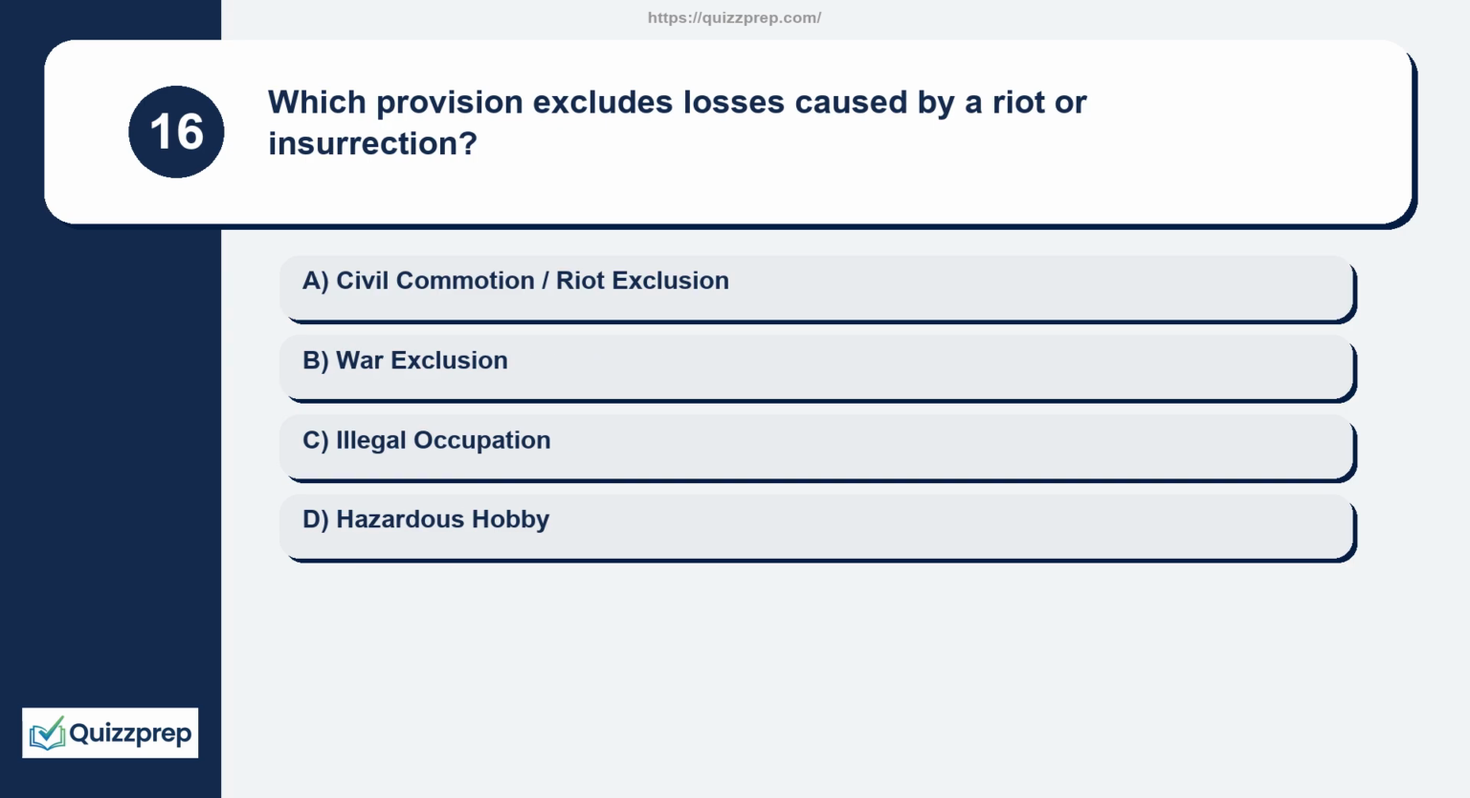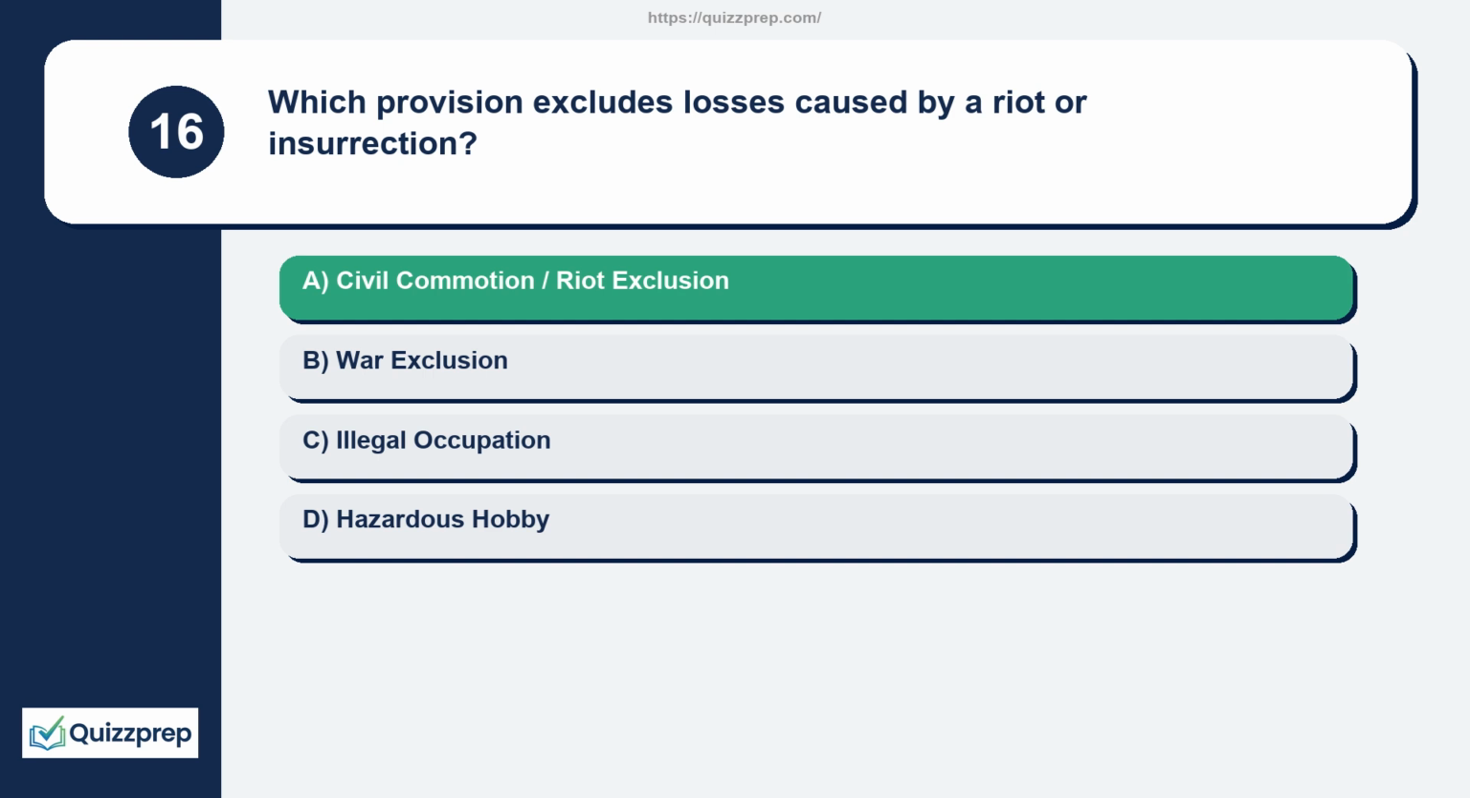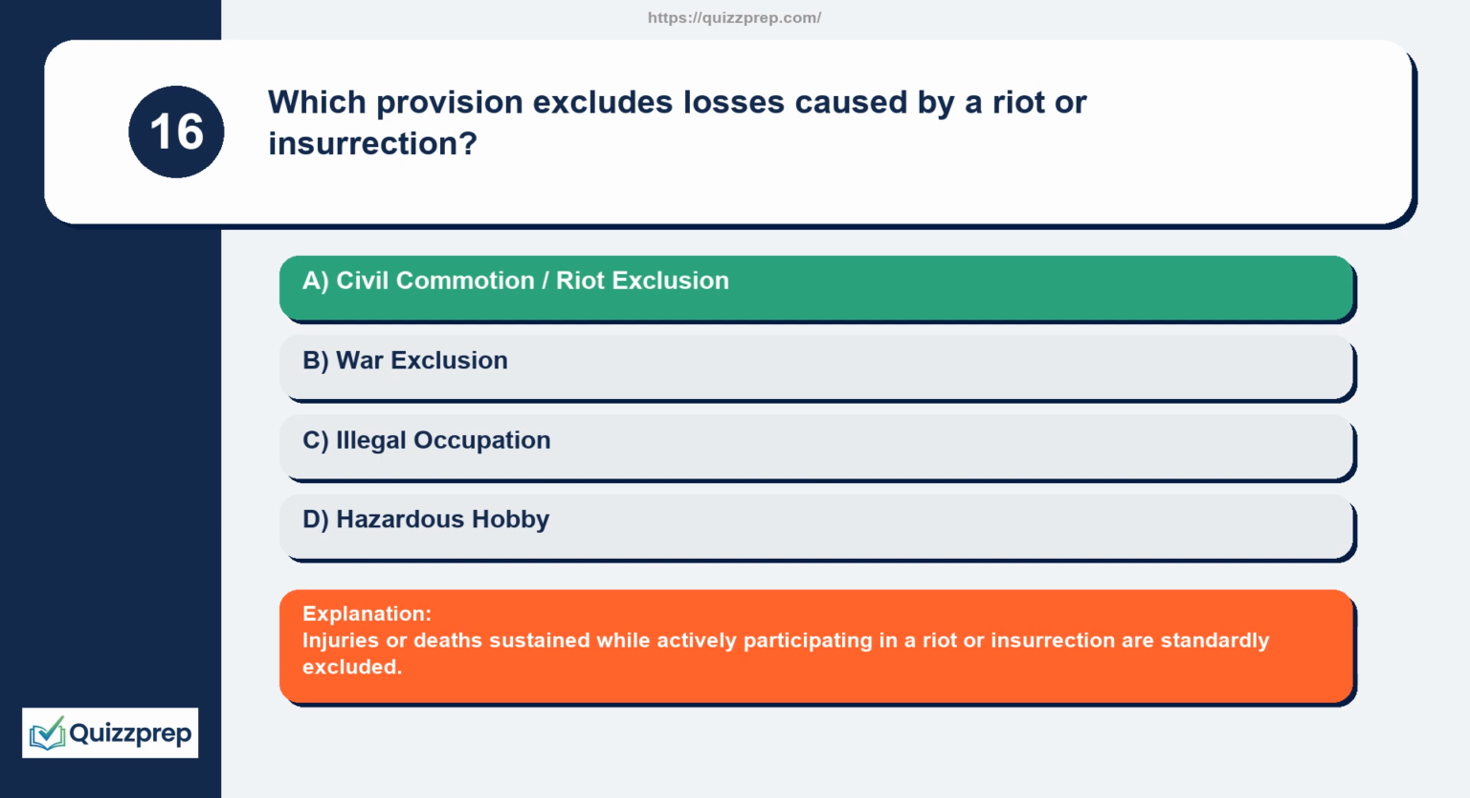Question 16. Which provision excludes losses caused by a riot or insurrection? Civil commotion/riot exclusion, war exclusion, illegal occupation, hazardous hobby. Injuries or deaths sustained while actively participating in a riot or insurrection are standardly excluded.